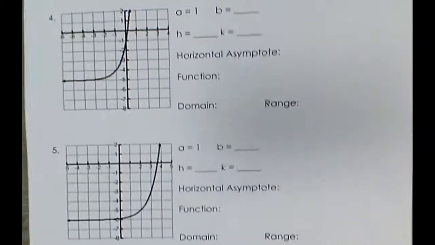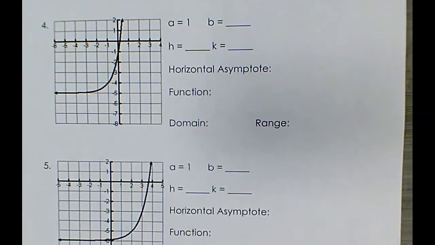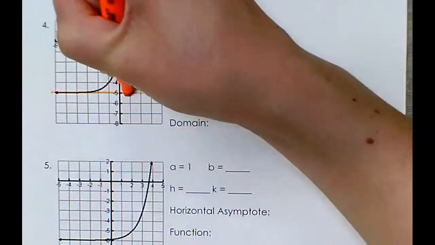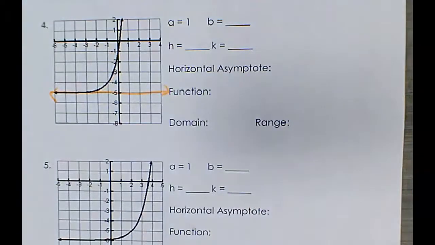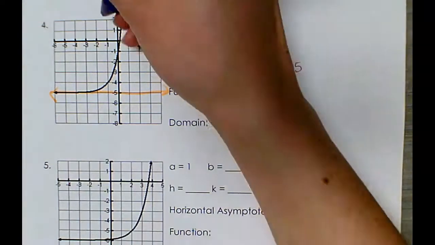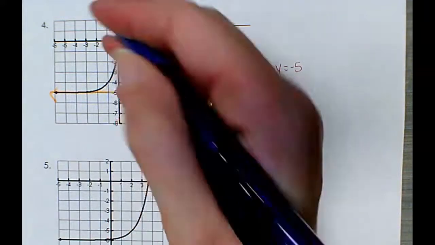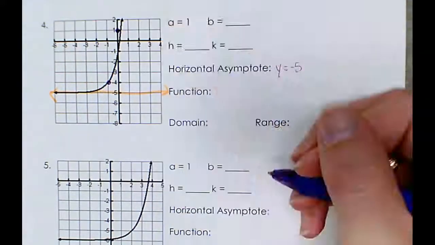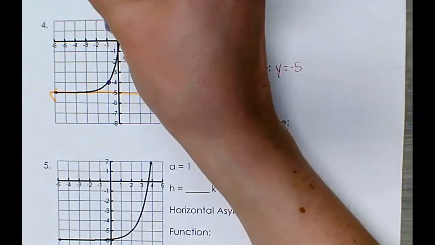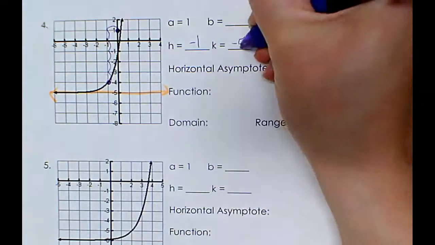All right, we have 3 more problems. We'll try 4 together, and then 5 you can pause your video and try. So on number 4, I find where the graph flattens out. The asymptote is at y equals -5. I go find where my point of 0, 1 moved to, so I go find the nice pretty point right there. The graph has moved to the left 1, so h is -1. The graph has moved down 1, 2, 3, 4, 5, so k is -5.